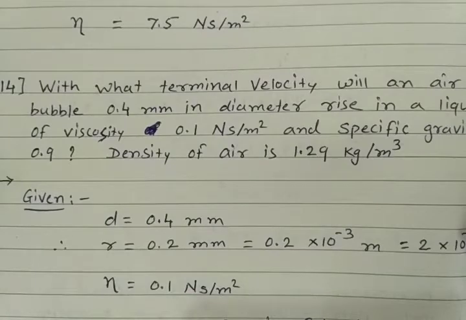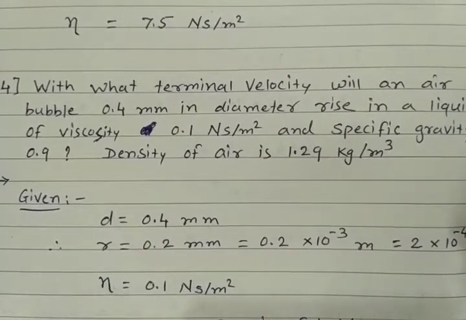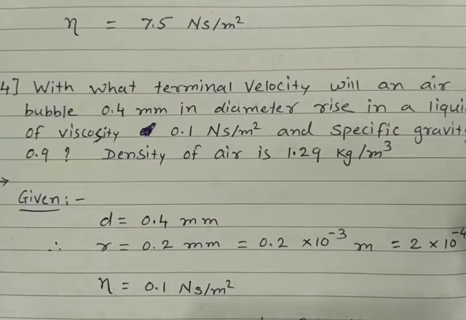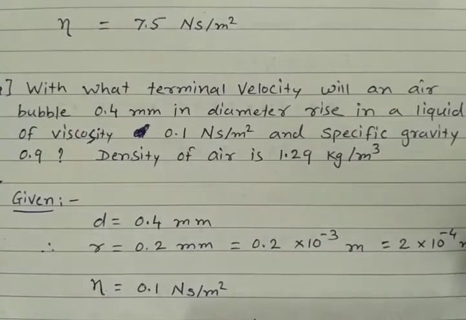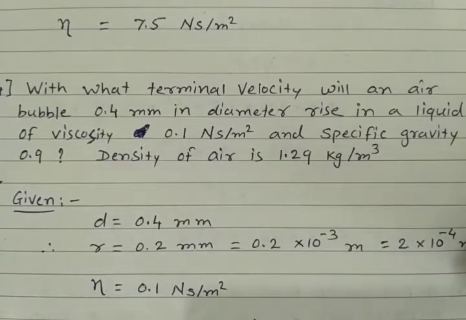With what terminal velocity will an air bubble 0.4 millimeter in diameter rise in a liquid of viscosity 0.1 Newton second per meter square and specific gravity 0.9? The given is also density of air is 1.29 kilogram per meter cube. So what is given in this numerical?